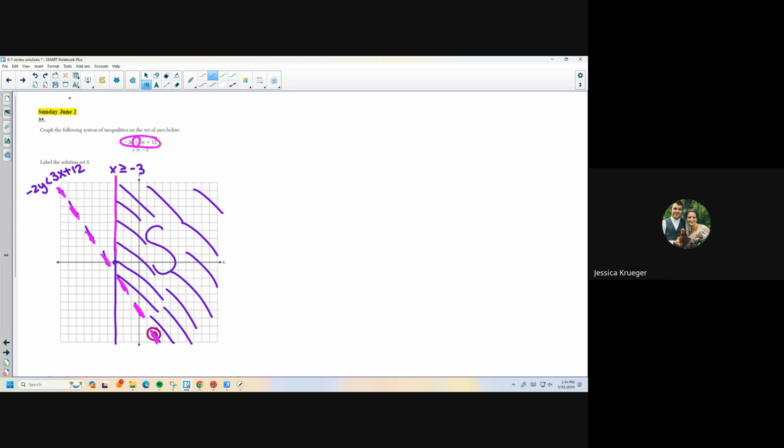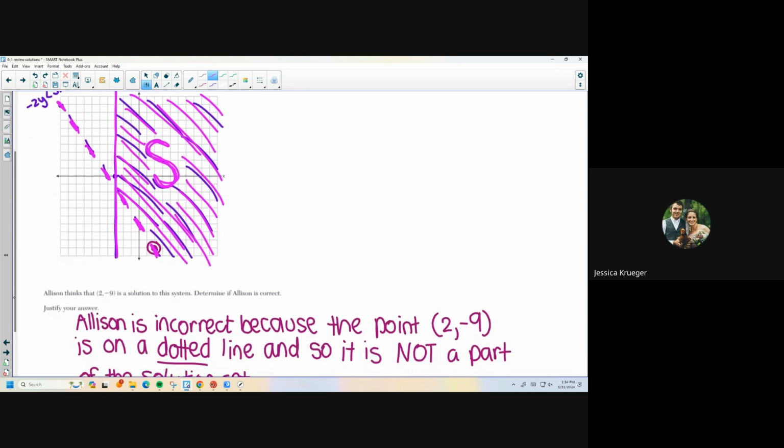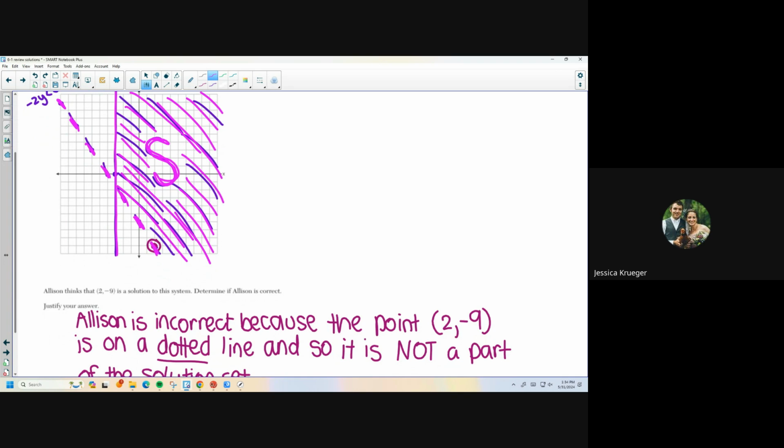This one here is a solid line, and my solution set, which they said to label with an S, is any points in this area right here. And again, I found that just from using my calculator. Now, the question is, Allison thinks that (2, -9) is the solution. Determine if Allison is correct, justify your answer.